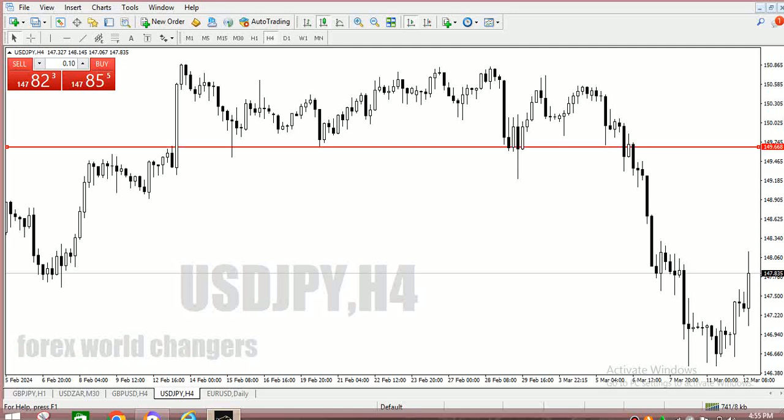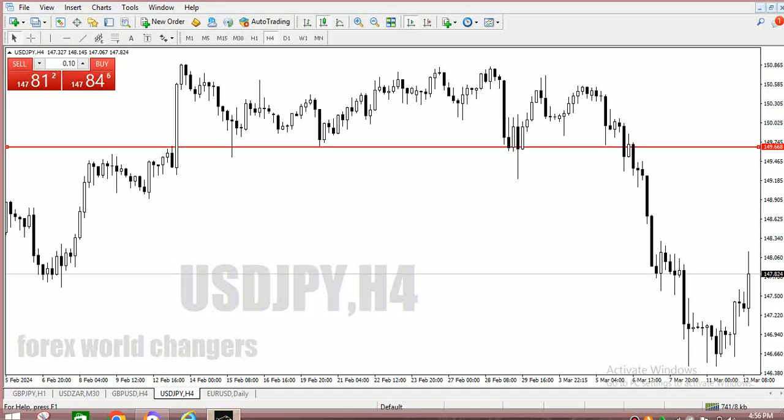The Quasimodo pattern is a powerful reversal pattern that can help you identify key turning points in the market. It is based on the concept of higher highs and lower lows, and can be extremely effective in predicting trend reversals. To trade the Quasimodo pattern, you need to look for a series of higher highs and lower lows on the chart. Once you have identified this pattern, you can enter a trade when the price breaks above or below the pattern, depending on the direction of the trend.